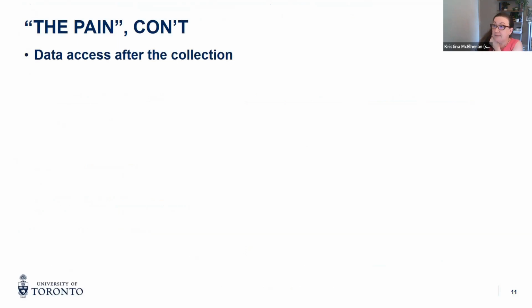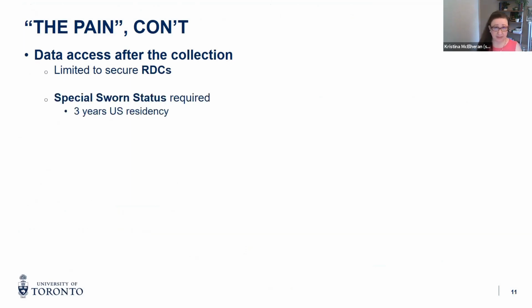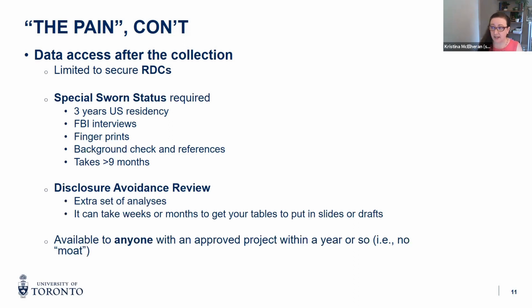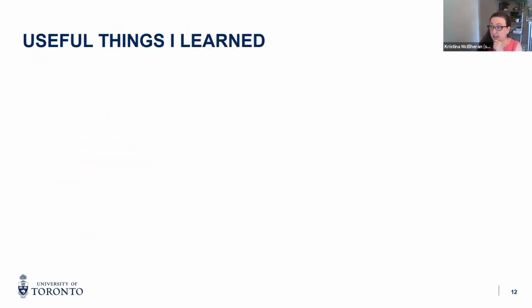All right. So some other pain involved. I'm at the end of my time, so I'm going to zip a bit quickly, and maybe we can come back to discussion. But data access after collection is really bad here. You have to go to the RDCs. You have to get cleared by the US Census Bureau. This can take a long time. You have to go through disclosure avoidance. And unlike what Evan said, you don't get to own your data forever. You get a little bit of a lead time before it's publicly available to anybody with an approved project. So there's no moat around this activity.